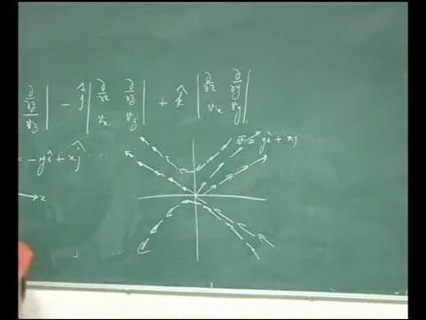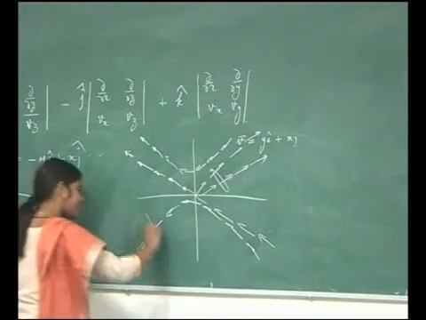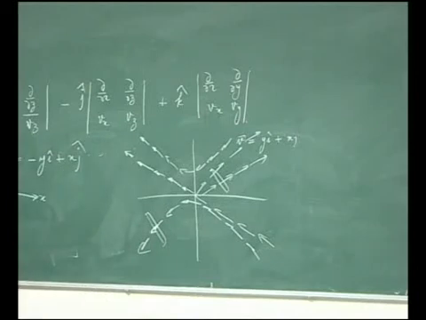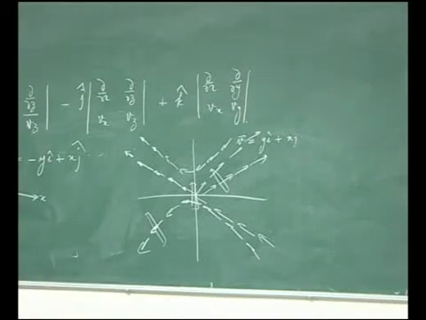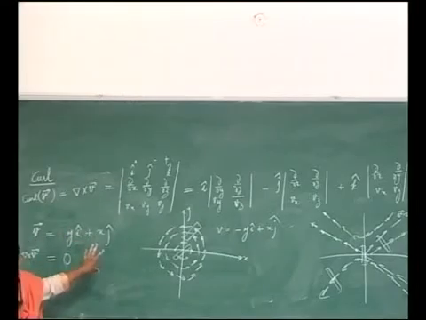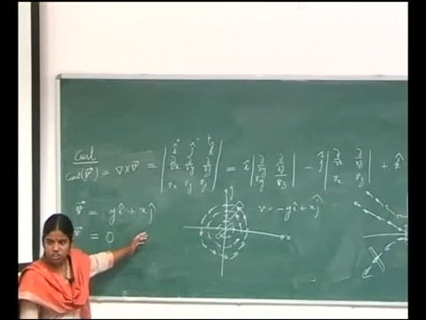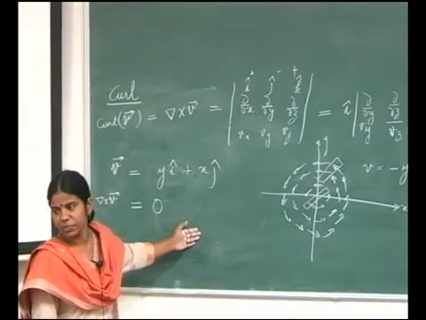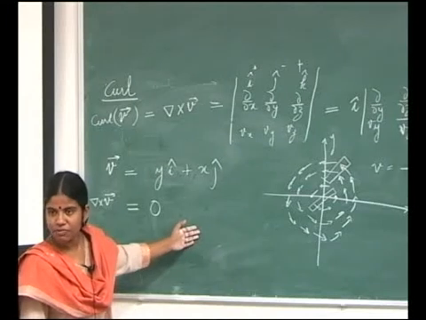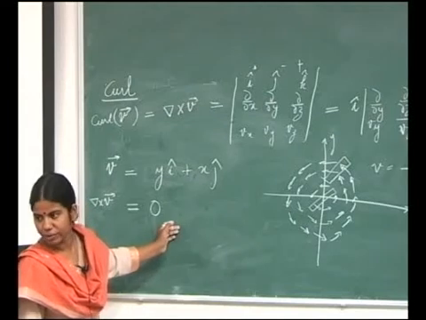It goes like this. If you put your twig here, it will be pushed out. If you put your twig here, it will be pushed out. There is no curl. No rotation at all. So such vector fields for which the curl is 0 are called irrotational vector fields.